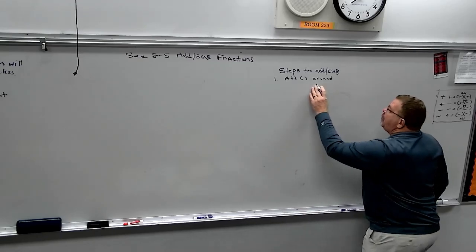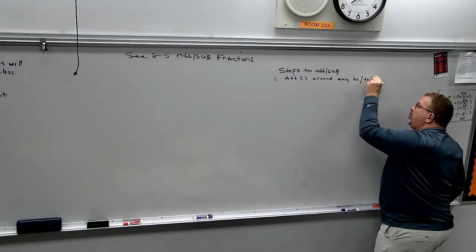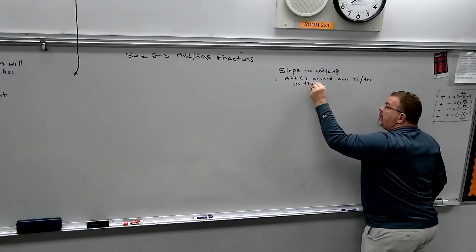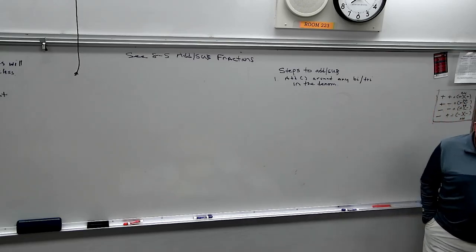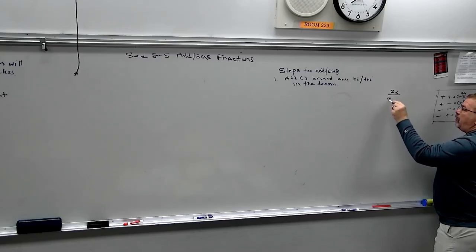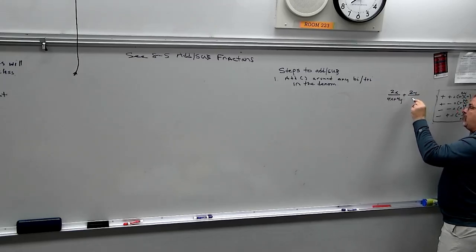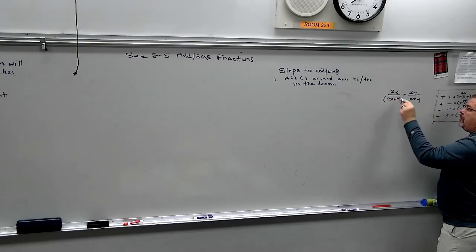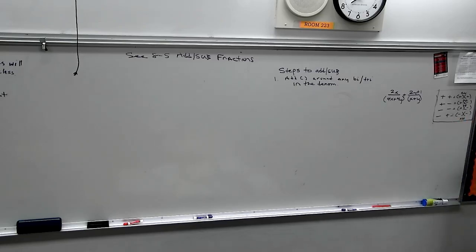Okay, so add parentheses around any binomial or trinomial in the denominator. We don't care about what's in the numerator, okay? So for instance, if I asked you to add 2x over 4x plus 4y plus 2y over x plus y, I would put the denominator in parentheses. I don't care about the numerators. I only care about the denominators, okay? So we won't put them in the numerator, all right?